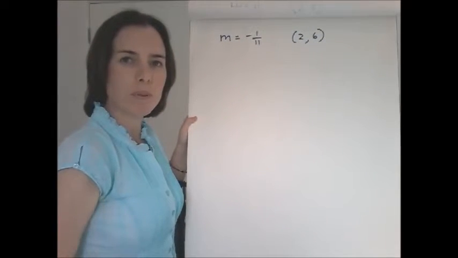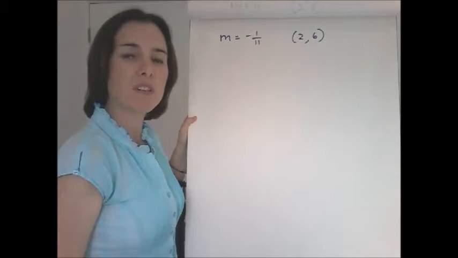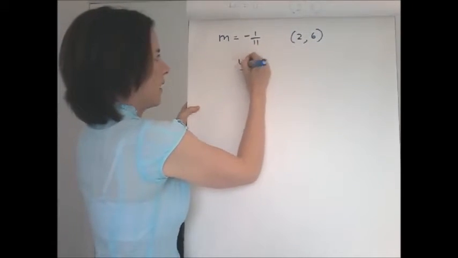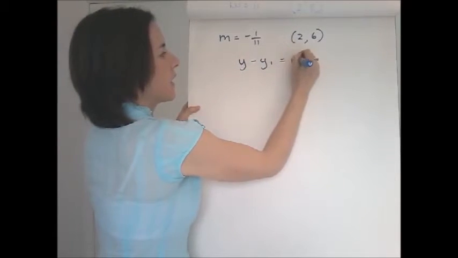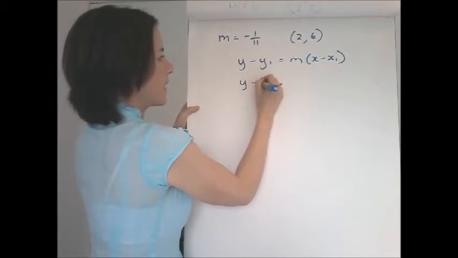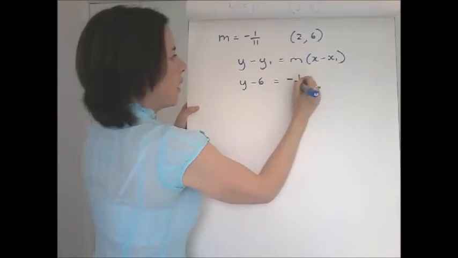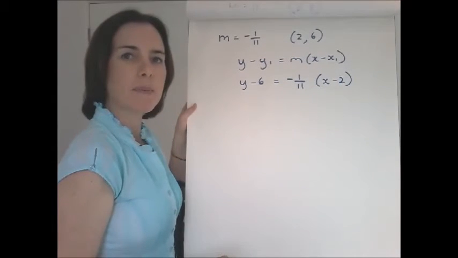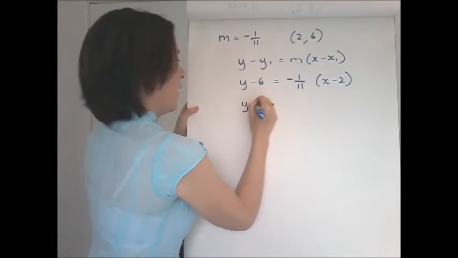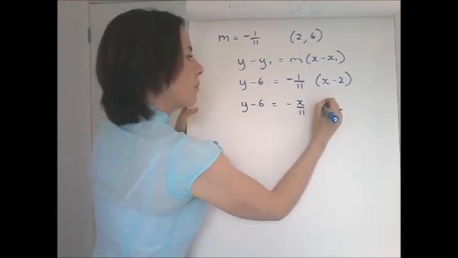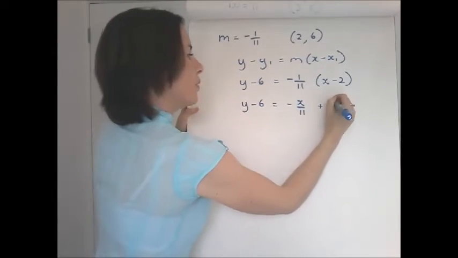So still the same point, 2, 6, but now for the normal we are using the gradient negative 1/11. And we can combine those to get the equation of the line. Y take 6 is negative 1 over 11 by x take 2. Expand the bracket. Y take 6 is negative x over 11 plus 2 over 11.